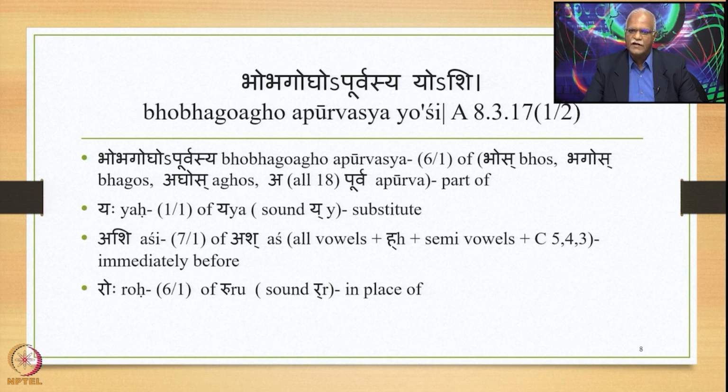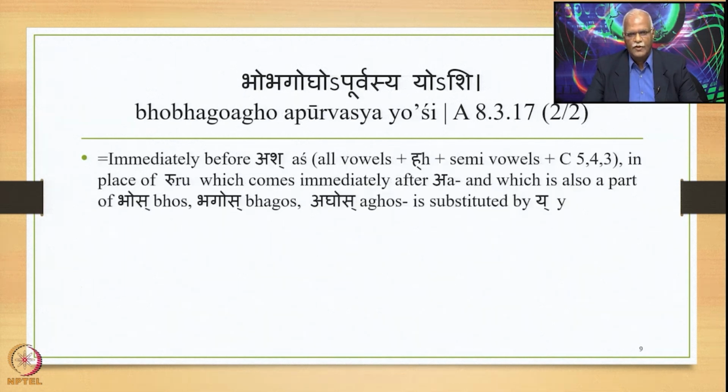And the right hand side environment has to be ash. So the meaning of Bho Bhago Agho Apurvasya Yoshi is the following. Immediately before ash, in place of ru, which comes immediately after a, and which is also a part of Bhos, Bhagos and Aghos, is substituted by ya.